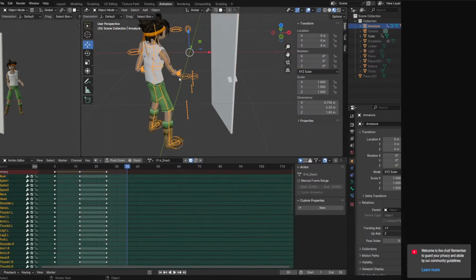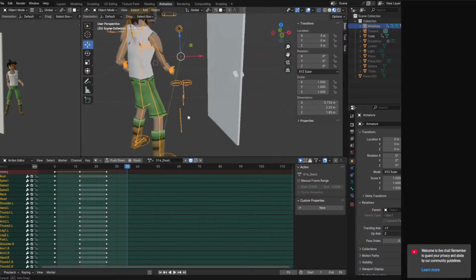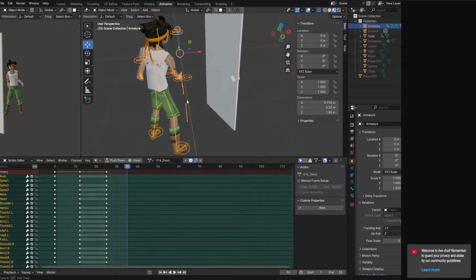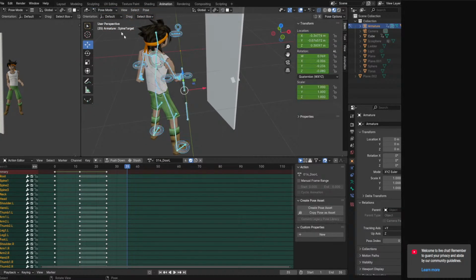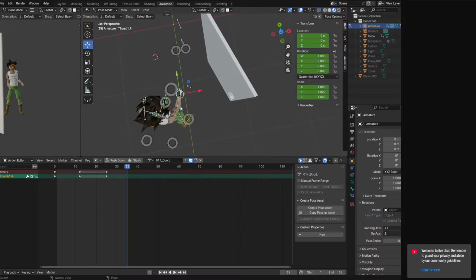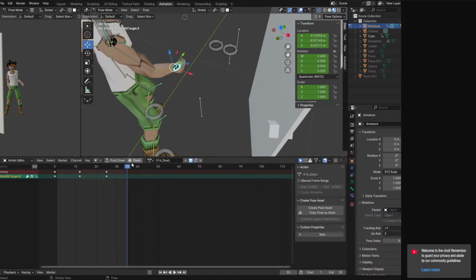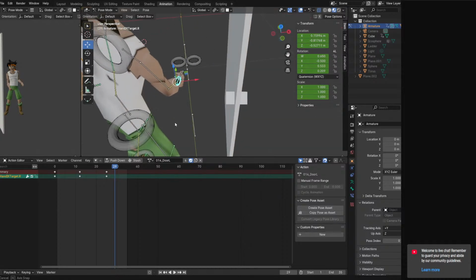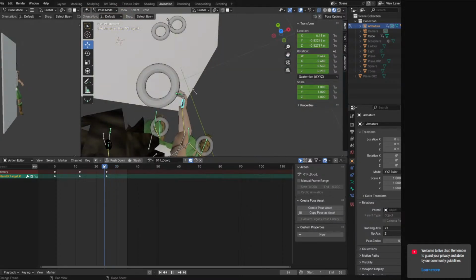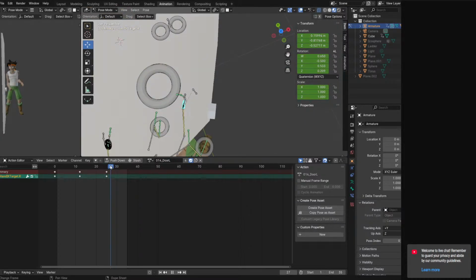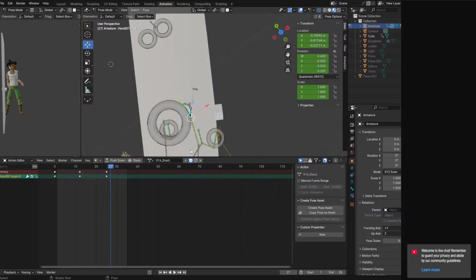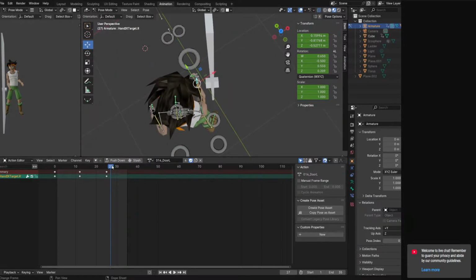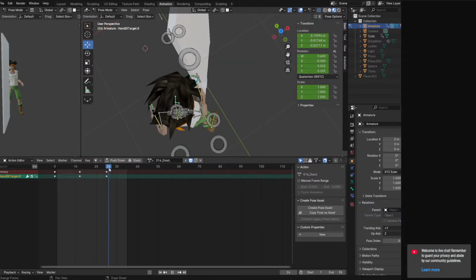Oh well. In any case, let's figure out what his pose should be on this frame. Let's make it so that his, maybe this frame. Okay, we just need to make it so that his hand isn't phasing through the table. I mean, not the table, the door. Why did I say table? That's a dumb mistake.